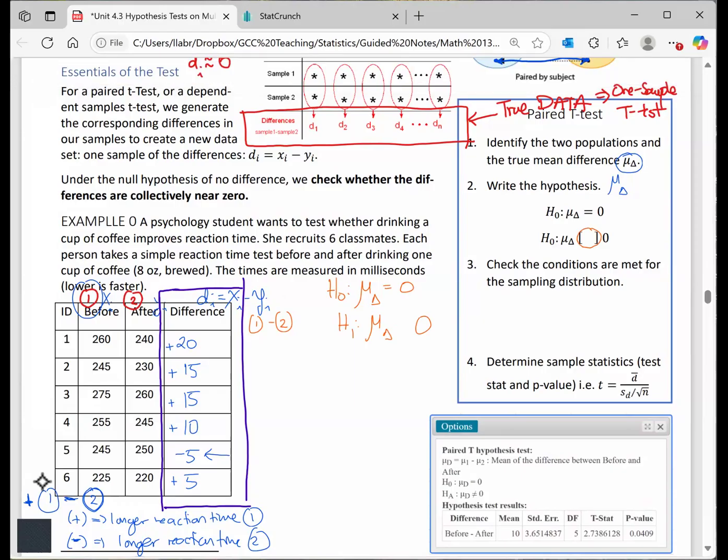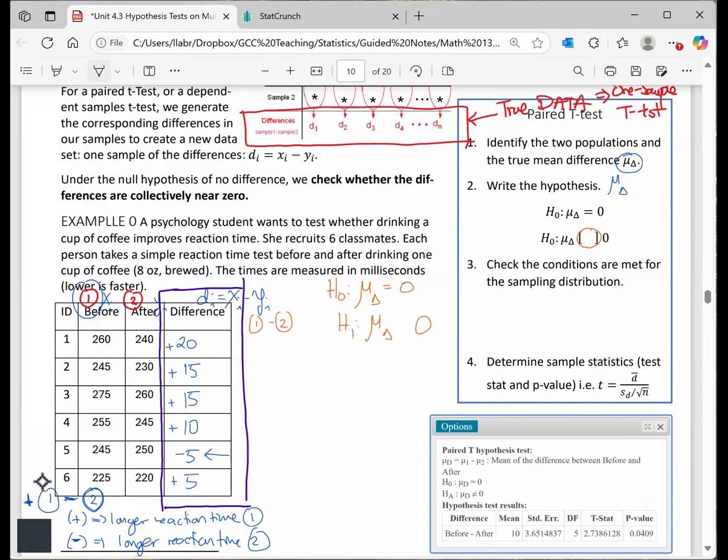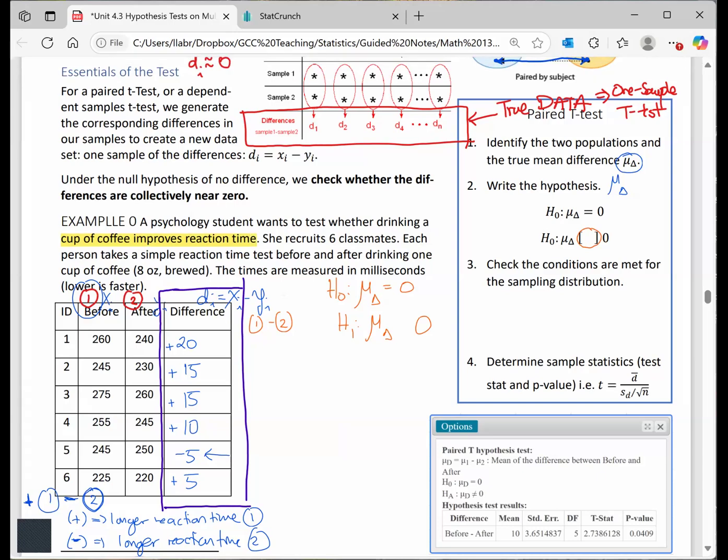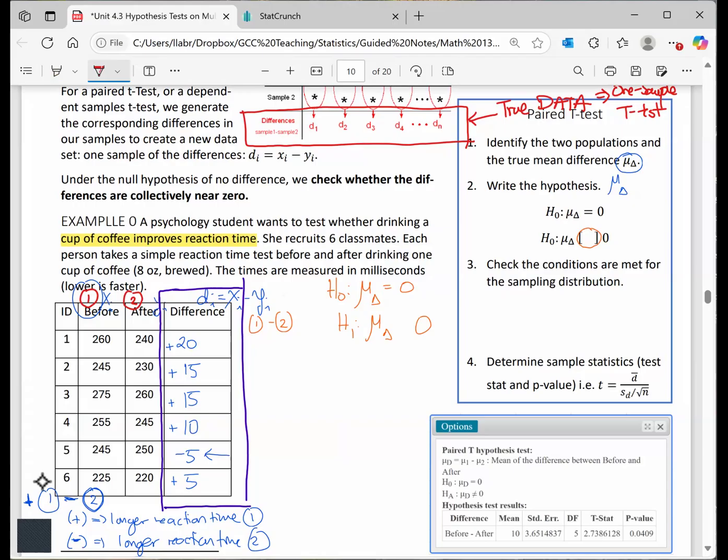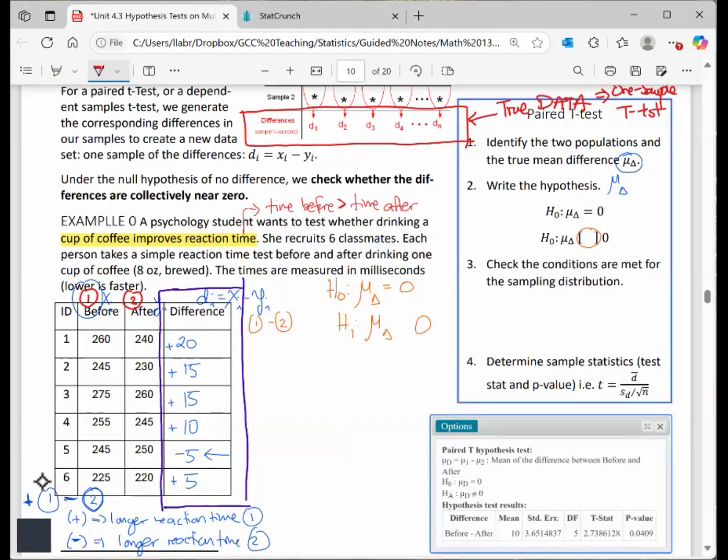So a psychology student wants to test whether drinking a cup of coffee improves reaction time. So now you need to really use your subject matter expertise here and ask, what does that mean? So the claim is that drinking a cup of coffee improves reaction time. I always like to ask which of these times should be larger. Would the time to react be larger before, or would it be larger after? And after some thought, you recognize that if coffee improves reaction, then the time before should be greater, right? It should take longer than the time after drinking, because after drinking, it should speed things up.